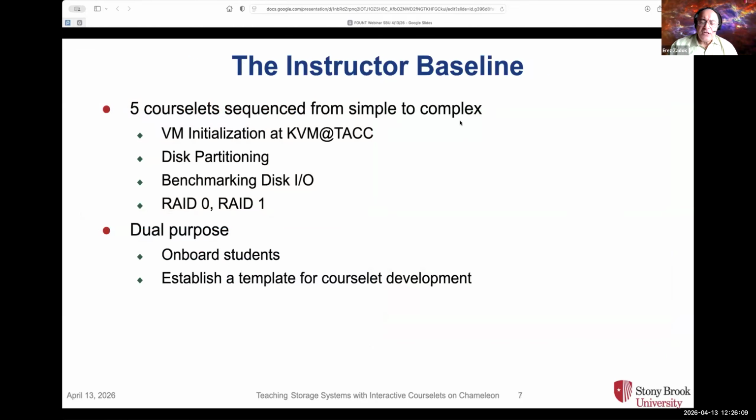So the baseline that we started with as an instructor is we had 5 courselets that were already ready. One was just how to initialize a virtual machine, because that was an important module for all the other ones. And then we had 4 more on some basic topics like disk partitioning, how to benchmark and get some performance measurements, and 2 RAID flavors that are slightly more complicated. We use this to onboard the students and to provide them with a template that they can clone and copy and make their own courselets.